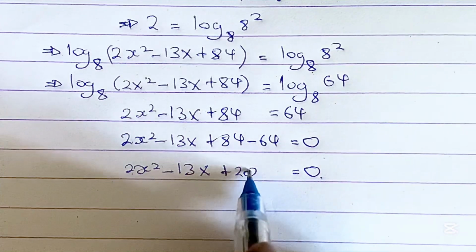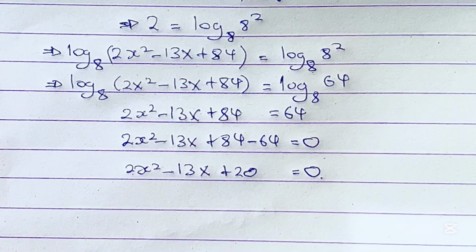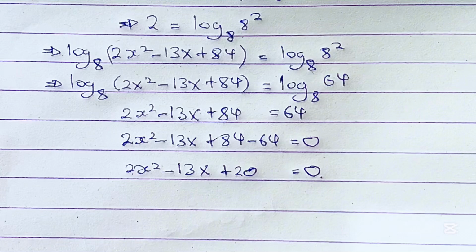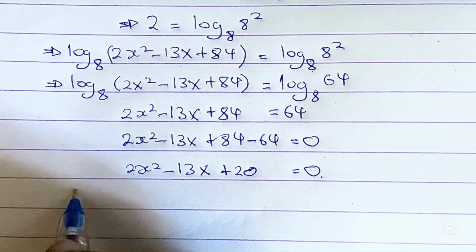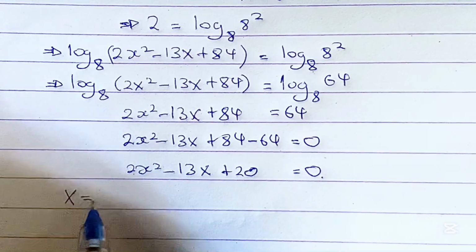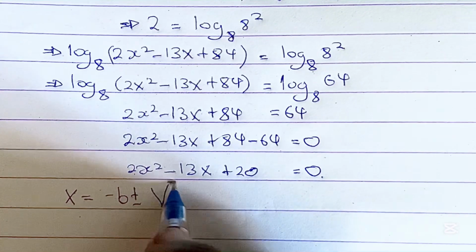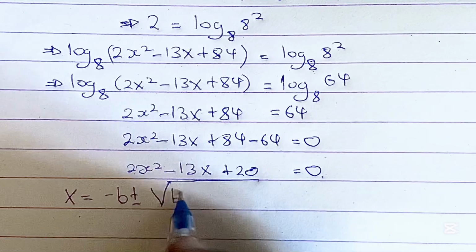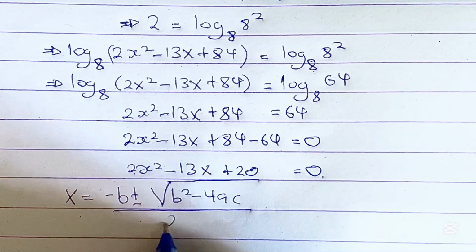So we are going to solve this quadratic equation in terms of x. I would advise you to use the bulldozer method, which you are going to use in this example. So you should look forward to learning this method. The bulldozer method states that x is equal to negative b plus or minus the square root of b squared minus 4ac, over 2a.